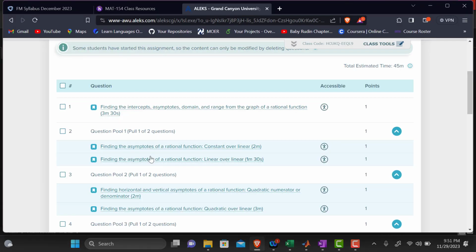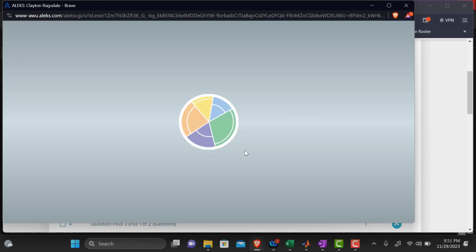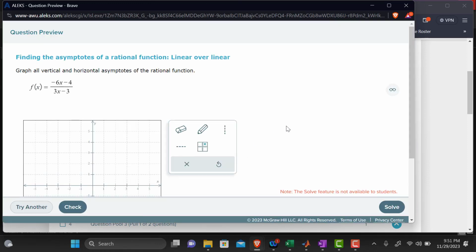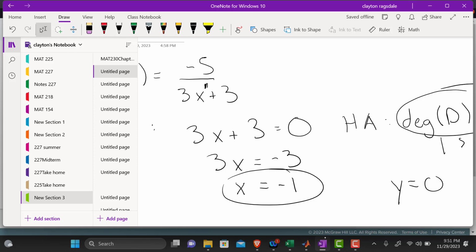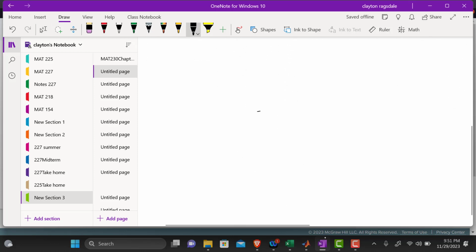We'll do the same thing, except now we have linear over linear. Now, the vertical asymptote is going to be exactly the same. So remember this, write this down. The horizontal asymptote is going to be somewhat different because notice now the degree in the numerator and the denominator are the same. Okay, so let's jump back over. We have -6x minus 4 and 3x minus 3.